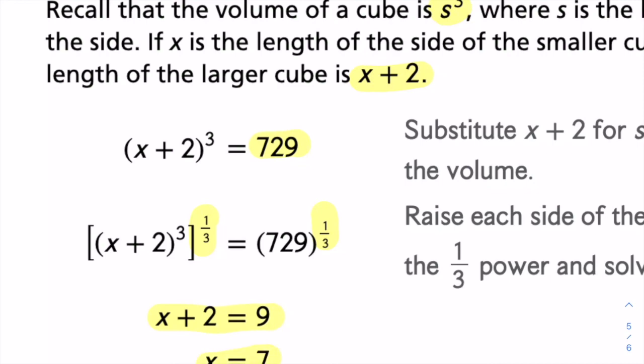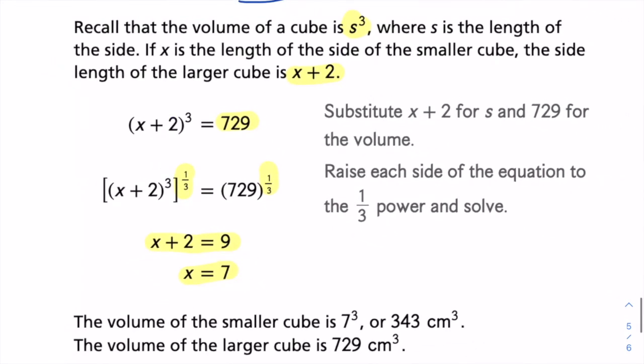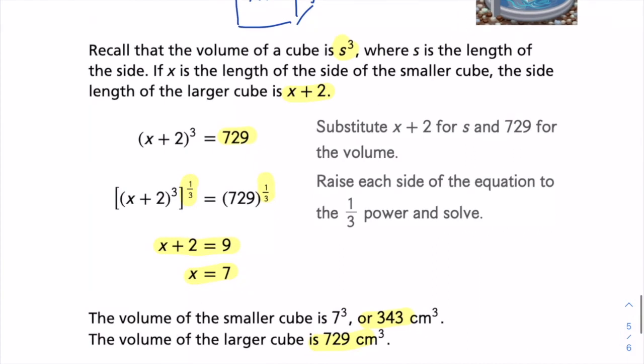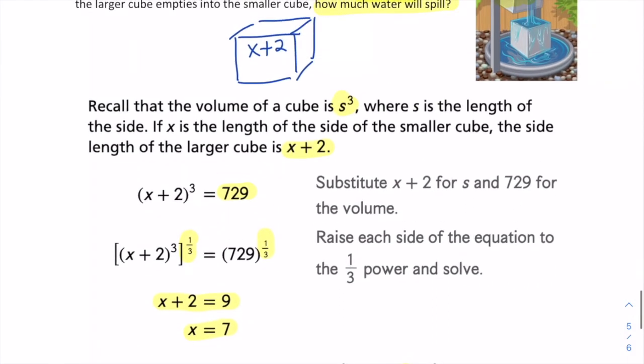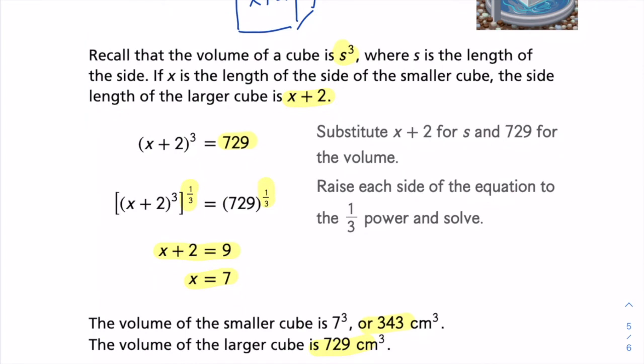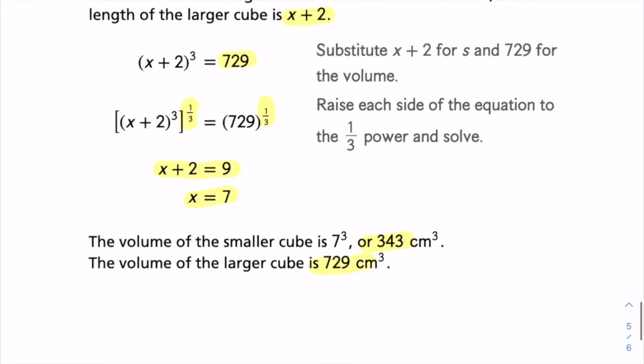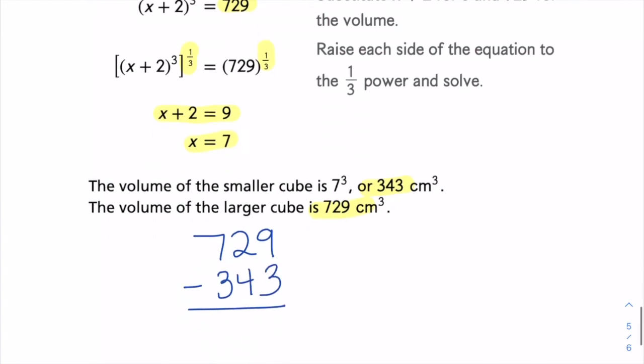We're not done yet, though, because now we have to figure out the volume of the smaller cube, which is 343. And the volume of the larger cube will be 729 centimeters cubed. So if we want to figure out the total volume that will spill, we will have to subtract the small volume from the large volume. So 729 is the large one minus 343, and we'll have 386 centimeters cubed of water will spill.